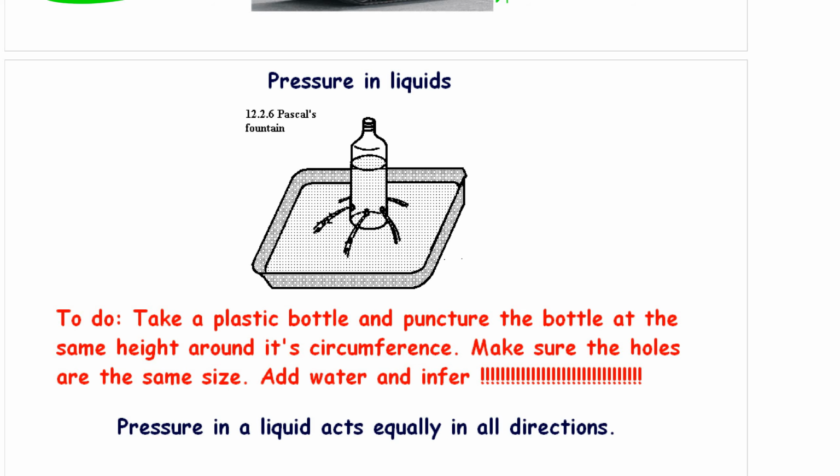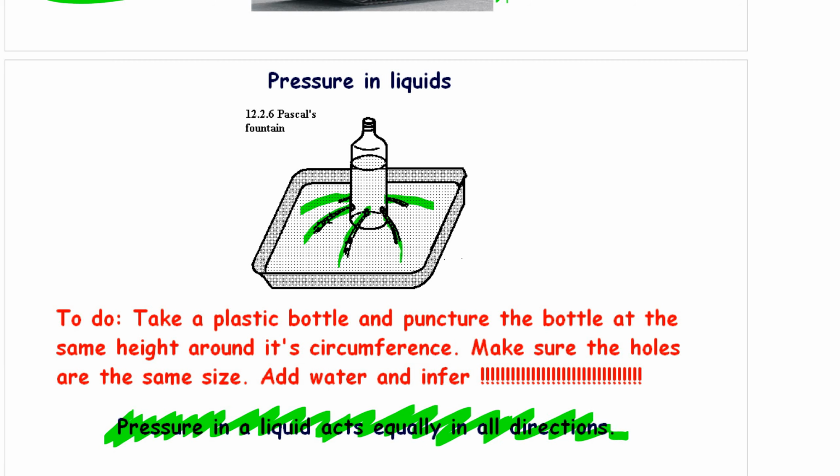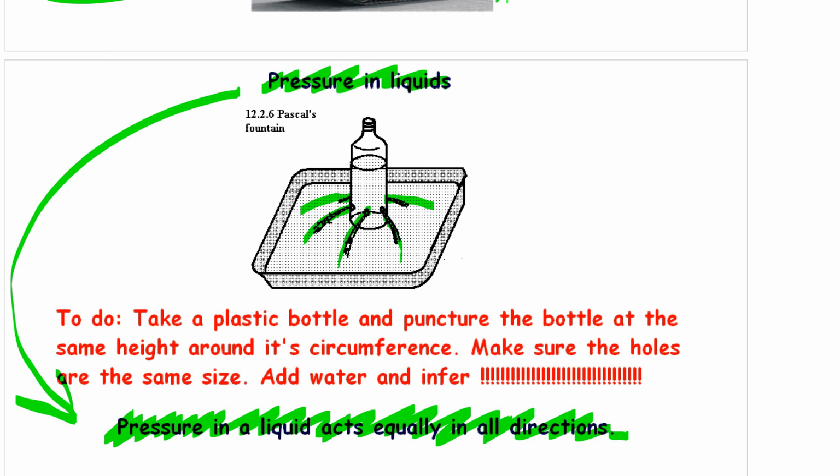If you were to take a bottle and put lots of holes in it near the base and then fill it with water, what would happen is the water would spurt out with the same amount of force. It's because pressure in a liquid acts equally in all directions. Please write that down as a title and then write that down underneath. If you get the chance to do the experiment, have a go or look on the web and you'll see it's correct.